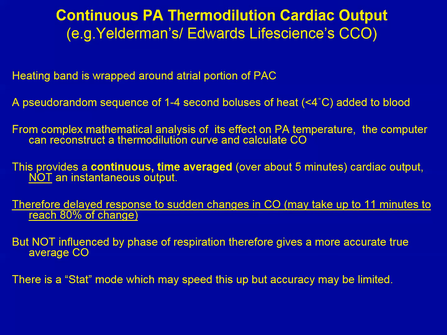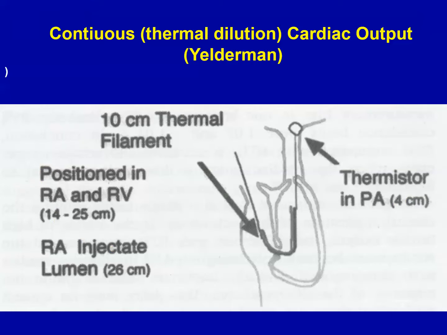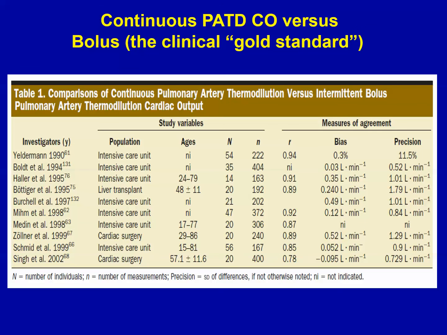As I mentioned, we commonly use the continuous technique described by Yelderman, which is summarized on this slide. Note that this is time averaged over about 5 to 10 minutes, and therefore there's a delayed response in sudden changes in cardiac output. This shows the thermal element of the thermodilution catheter. Although some have questioned the validity of the continuous method, many studies have suggested that it is a fairly good representation of the standard bolus technique.